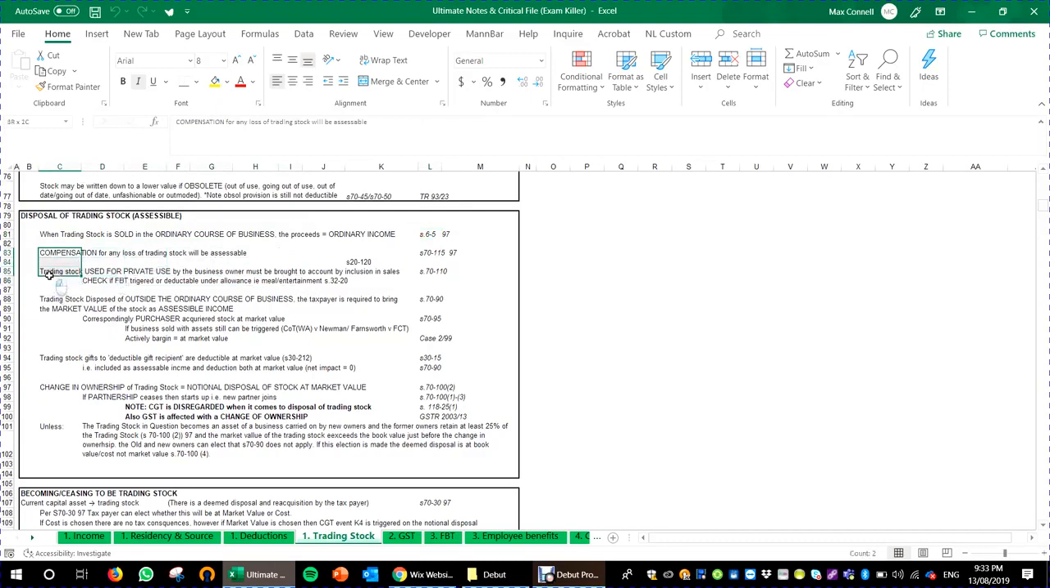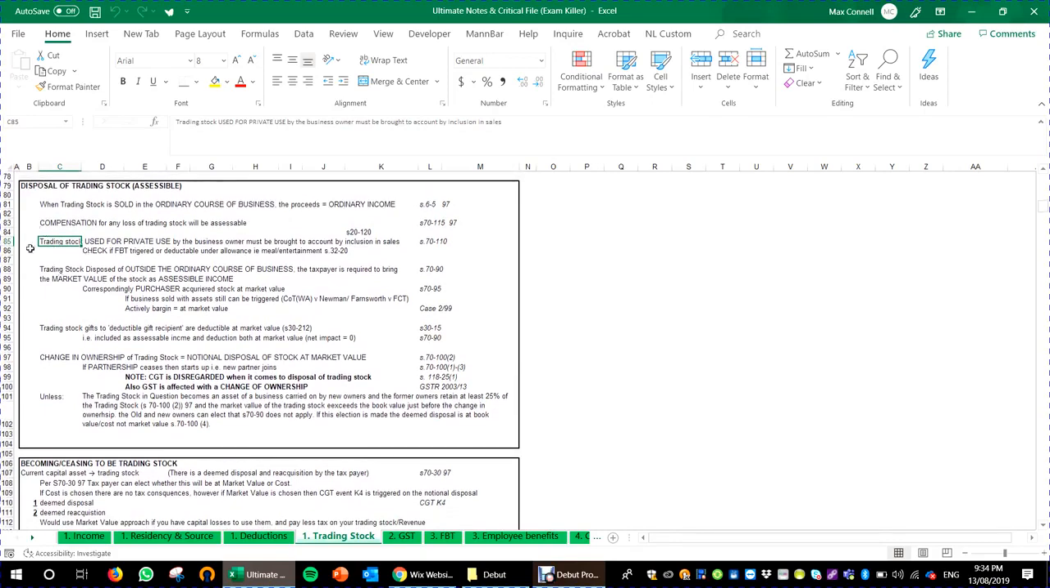Now, there are other ways you can dispose of stock. One way is compensation. For example, you might have had a fire and it destroyed your inventory. Any compensation you receive for that needs to be included in your assessable income, section 70-115. Now here's a bit of a unique one, but it does come up in exams every now and then as a 1 or 2 marker.